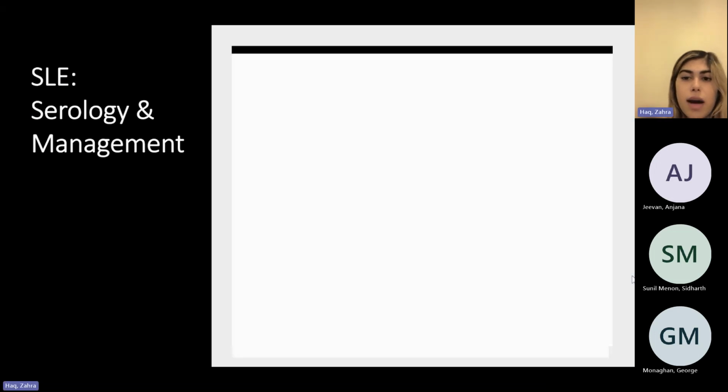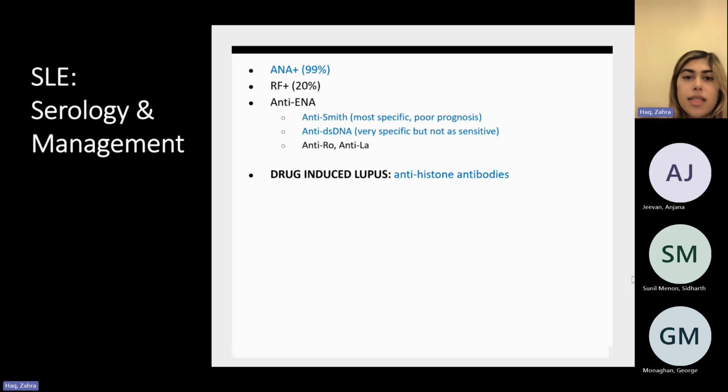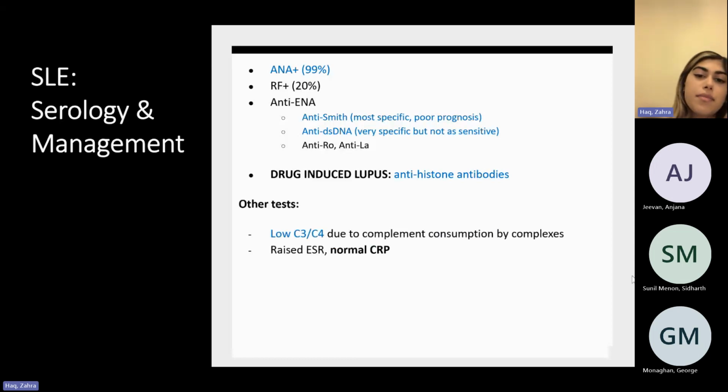So in terms of serology and management, 99% are positive for ANA antibodies, rheumatoid factor is 20% positive, and there are anti-Smith, anti-dsDNA, anti-Ro, and anti-La. Anti-Smith is the most specific. Anti-dsDNA is also very specific. So if a patient has those in their bloods, quite likely that they do have SLE. And drug-induced lupus presents with a different antibody, the antihistone antibodies.